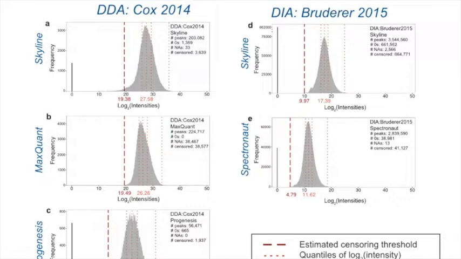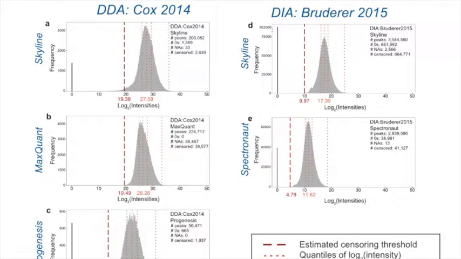Notice here, the bars reflect the number of zeros or very low values reported by these tools. Again, same data set, right? We're just looking at the same data set with different data processing tools. And you see, for example, that Skyline has 203,000 peaks. MaxQuant has 224,000, sorry, peaks. And then Progenesis has only 56,000 peaks, right? So it's like an order of magnitude less than here and here.